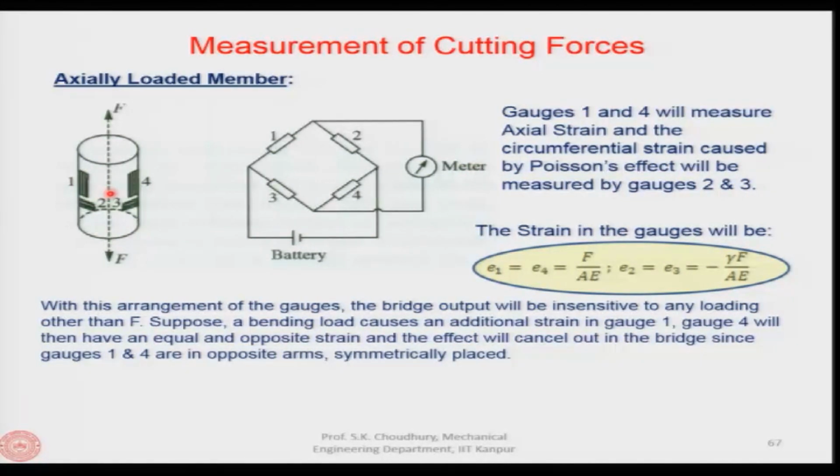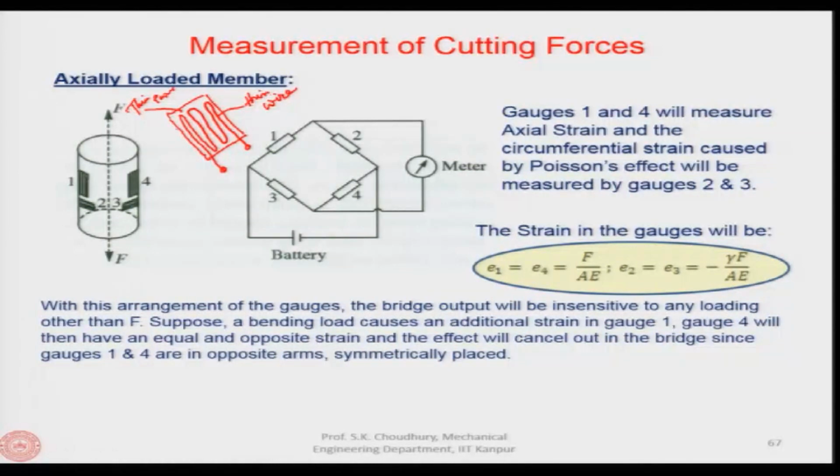Now, let us see what a strain gauge is. Probably many of you must have seen it. A strain gauge is something where a very thin wire is placed on a very thin paper like this, and these are the two nodes. So, this is the thin paper here, and this is the thin wire.